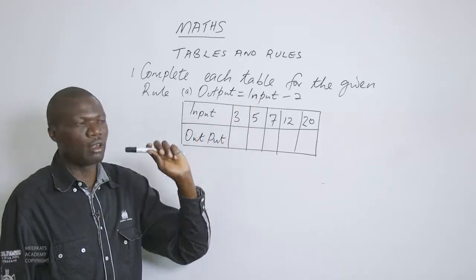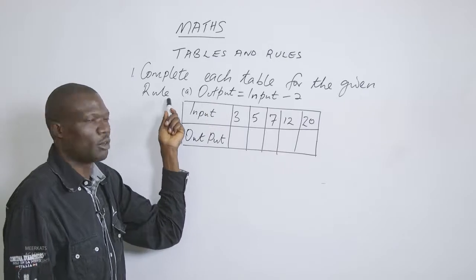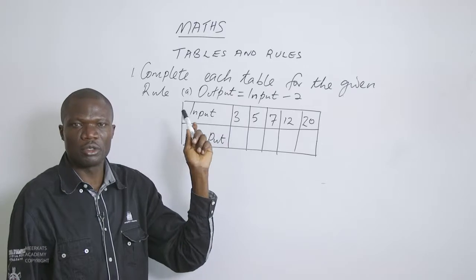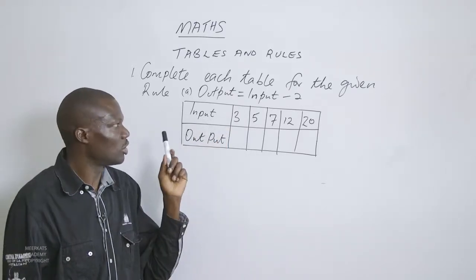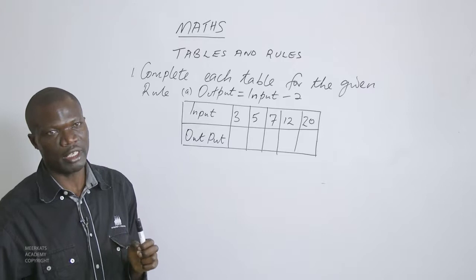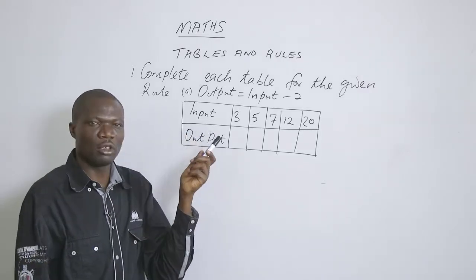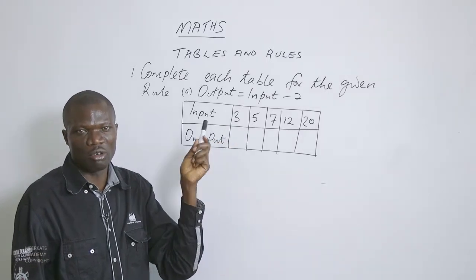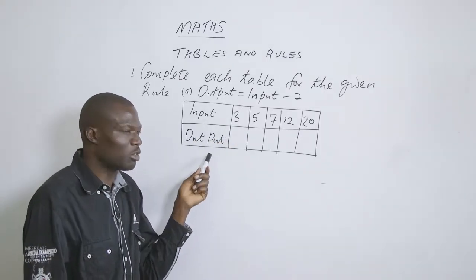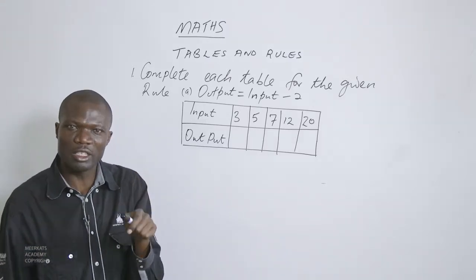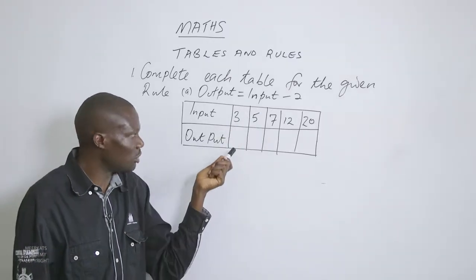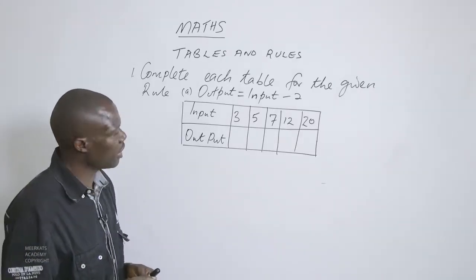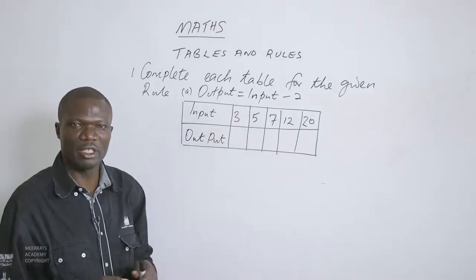Complete each table for the given rule. And the rule here is output is equals to input minus 2. On the table of values, we have been given the values of input, but on output, we do not have the values. So they are asking us, using this rule, to fill this table.